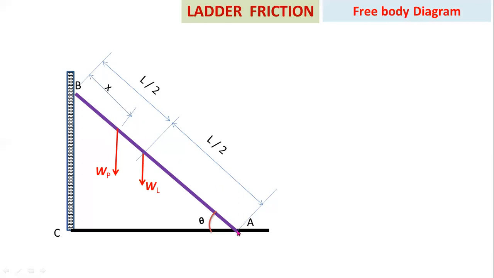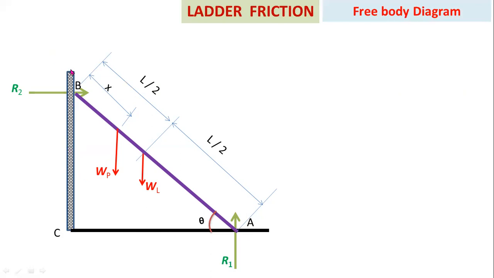Here there is a contact between the lower end of the ladder and the floor, so you have to consider a normal reaction. Here the floor is horizontal, so you have to consider a vertical reaction force, perpendicular to the floor. That means this reaction force makes an angle of 90 degrees with respect to the horizontal floor. Now R2 is the reaction force between the top of the ladder and the vertical wall.